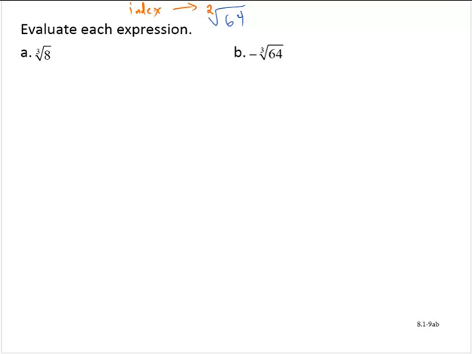And so, when finding the square root of 64, we were thinking, what number squared was 64? And we said, okay, well, that must be 8, because 8 squared is 64. But now we have the cube root of 8. And so now we want to think, what number cubed is 8? Well, that number is 2. And so then the cube root of 8 is 2.